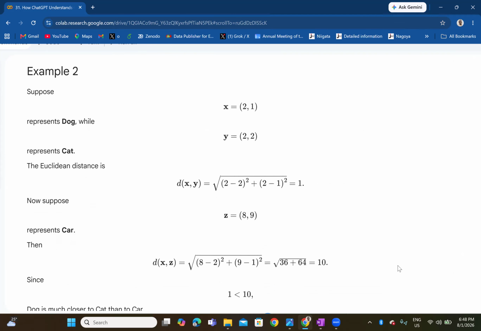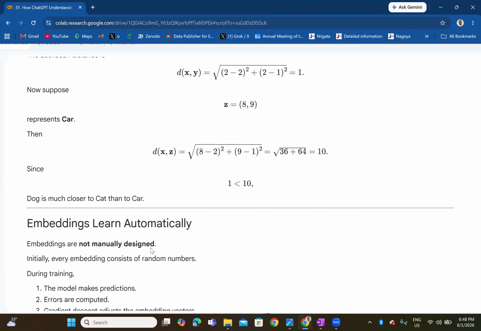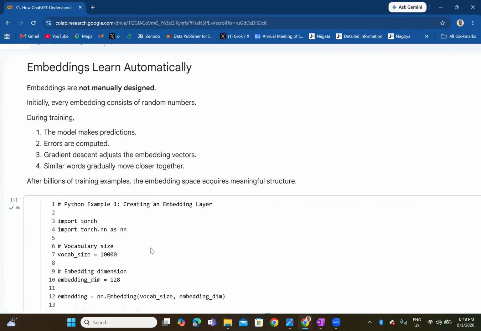Then we have example two. Now suppose that x = (2, 1) represents dog, while y = (2, 2) represents cat. The Euclidean distance between them is the square root of (2 - 2)^2 + (2 - 1)^2, and you get 1 there. Now suppose z = (8, 9) represents airplane. Then you now have (8 - 2) and (9 - 1), so you see the distance is now 10. Since 1 is less than 10, we can say dog is much closer to cat than to airplane. So let's talk about embeddings learning automatically.